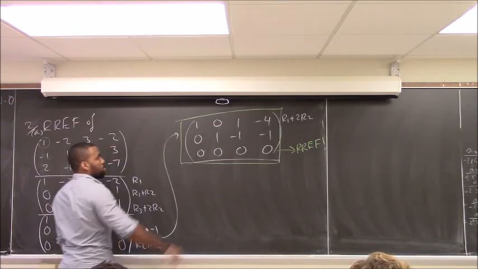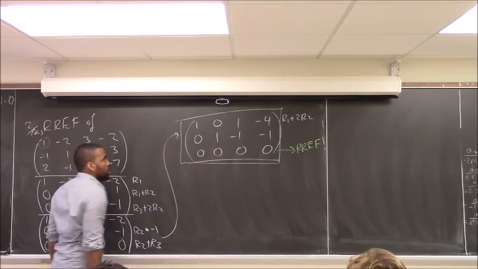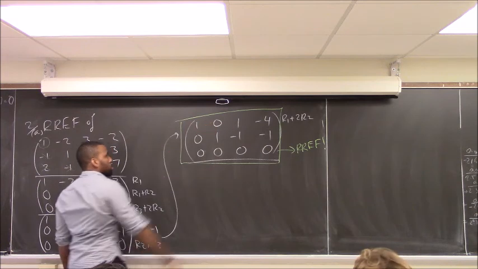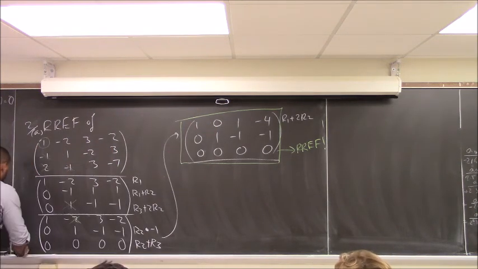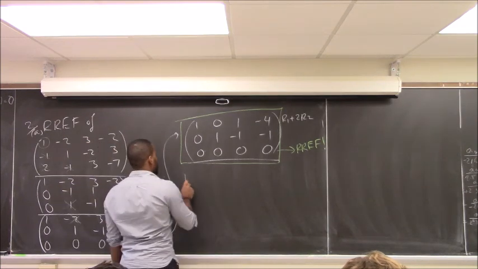All rows have zeros to the bottom. First non-zero number in each row is a 1. All the ones have zeros below them. And on top of that, they also have zeros above when possible. So that's reduced echelon form. Goes on to B.